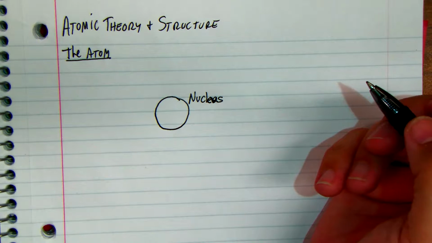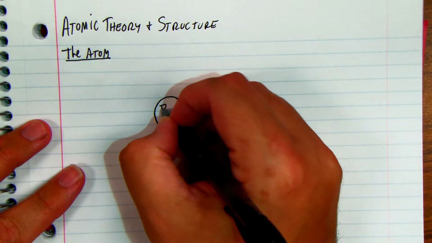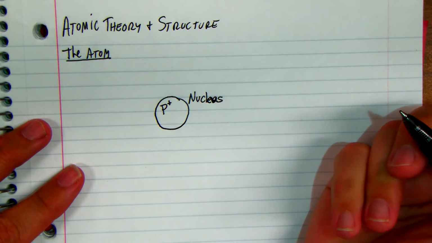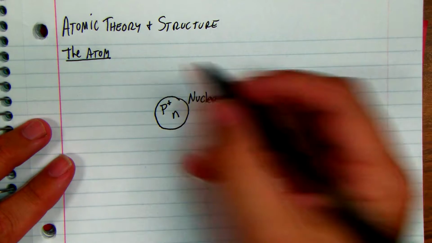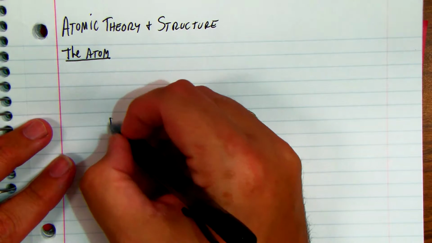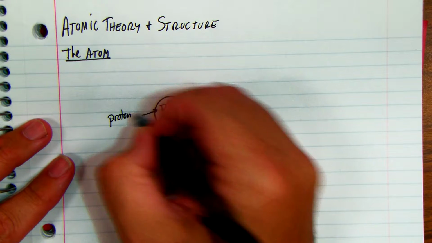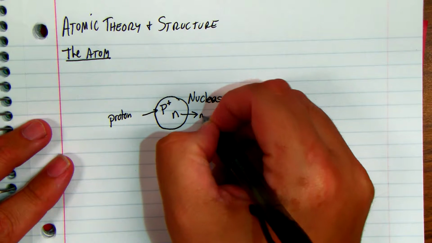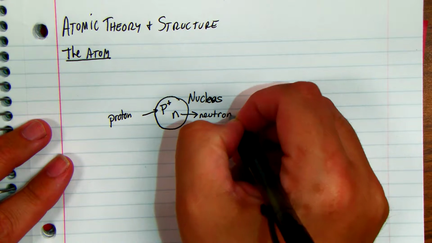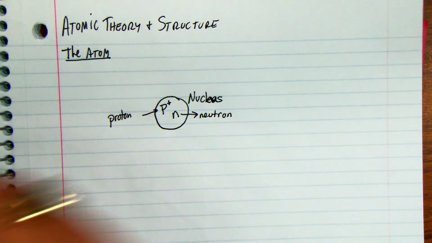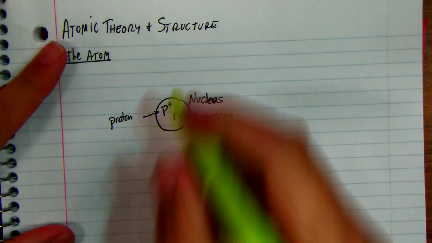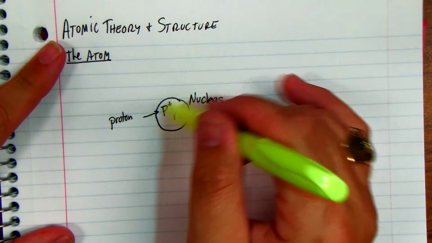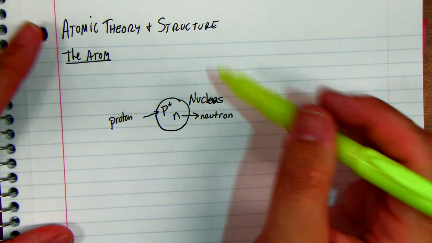Protons and neutrons. So I'll put a P with a plus there because that's the symbol for proton. And for neutron, it's an N. So that's a proton. We'll talk a little bit more about that. That's a neutron. And there could be quite a bit of them. Sometimes there's a lot, sometimes there's only one. But they are going to be located inside the nucleus all the time.